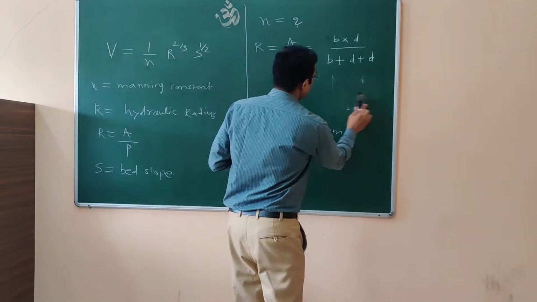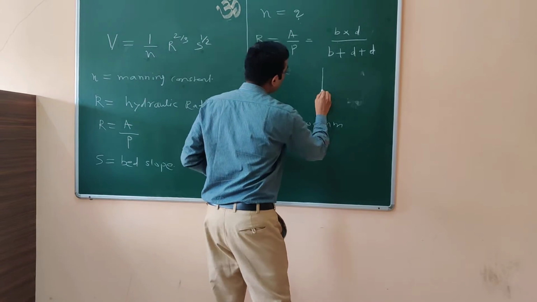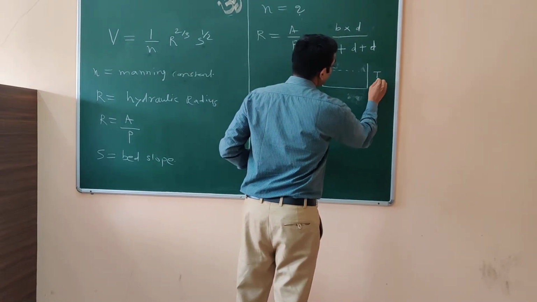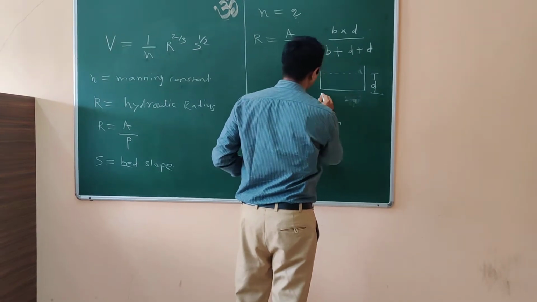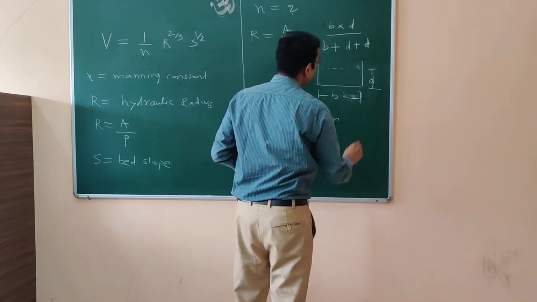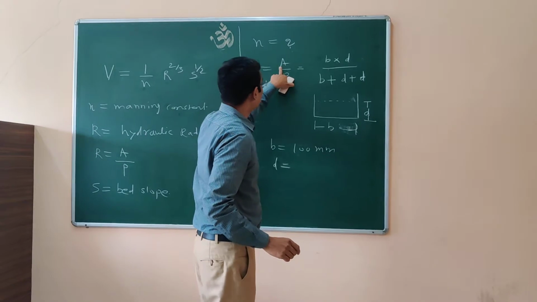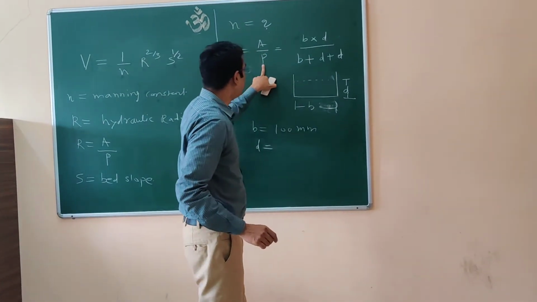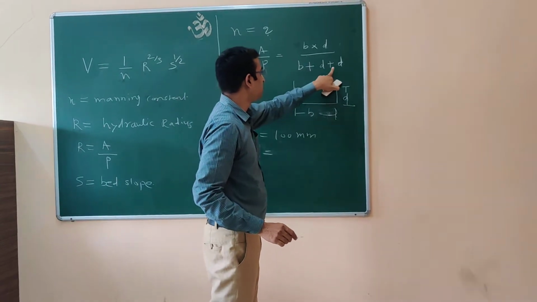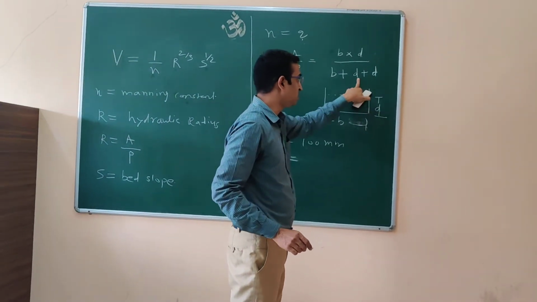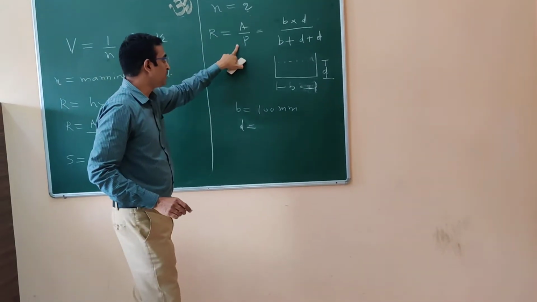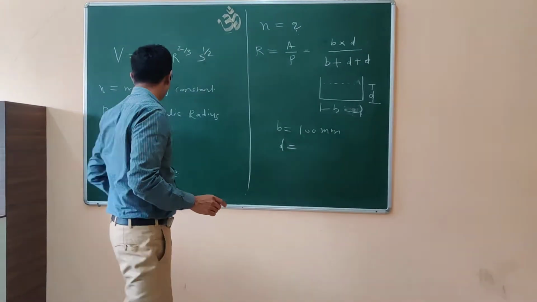So this is the rectangular open channel. D is the depth of flow, and B is the width of the open channel. Here A is the wetted area, that is B into D, and regarding perimeter, it is B plus 2 times D. So the whole is the perimeter. Finally R is equal to A by P, that is the hydraulic radius.